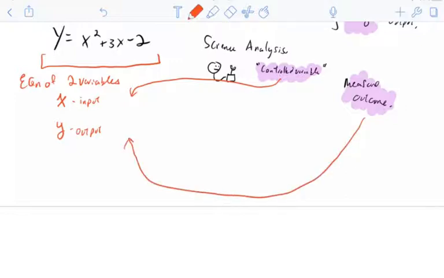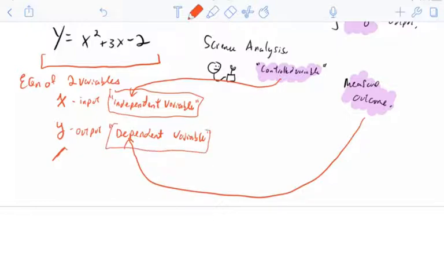So we call x the independent variable, and we call y the dependent variable, which just means that the value of x can be anything we want, and the value of y depends on the value of x. And so if we think about it in that way, x is the thing we're controlling, y is the thing we're measuring. We're trying to figure out how y depends on the value of x in our experiment.